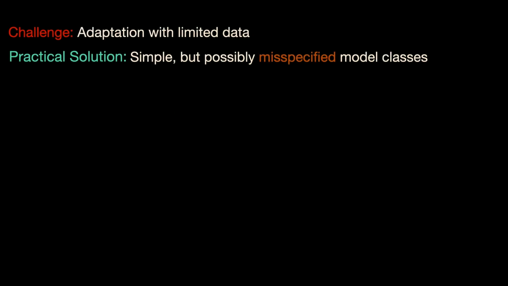Okay, so we have this practical challenge where we want to adapt with a very limited amount of data from the current operating conditions, and this rather simple solution where we reduce the complexity of our adaptation module, which may result in misspecified model classes. So we're motivated by this challenge and the practical solution to try to analyze and understand how much misspecification you should be willing to accept in order to reduce the complexity of adaptation.